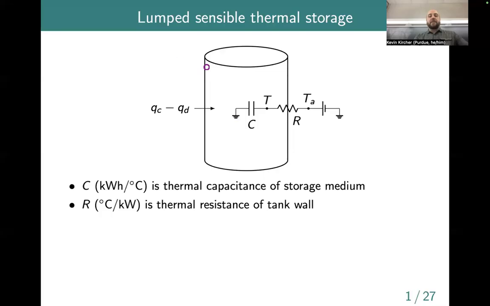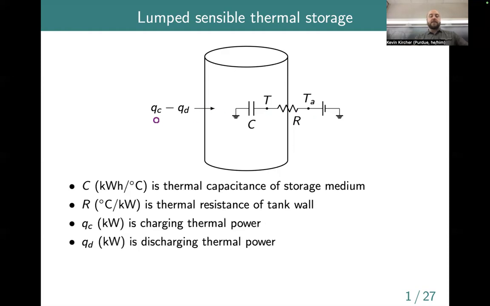Because it's a lumped model, we assume that there's one temperature everywhere within the tank, and we call that temperature T. So one number represents that spatially uniform temperature. And then TA here means ambient, the temperature that is around the tank. And then these terms, QC and QD, have basically the same interpretation that they had when we were talking about heating and cooling buildings.